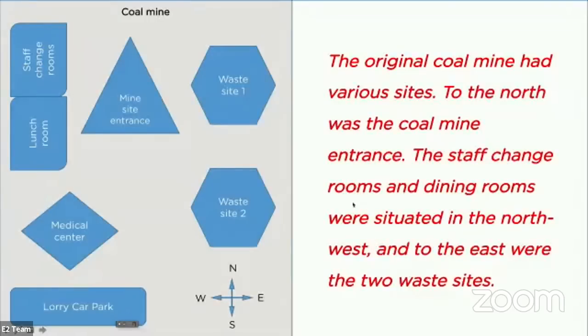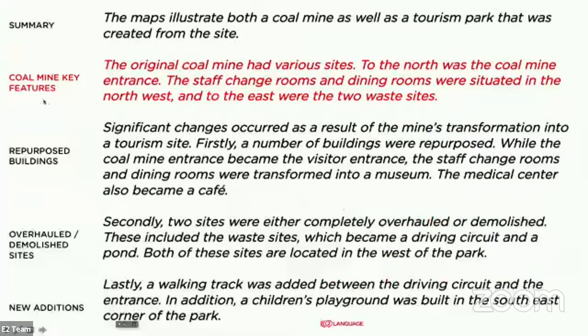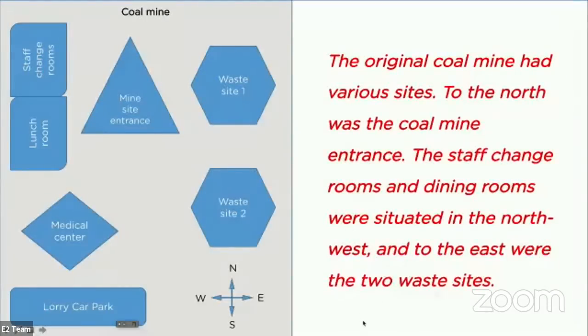This is the coal mine key features. If you look on the left at the coal mine, I wrote the original coal mine had various sites. To the north was the coal mine entrance. The staff change rooms and dining rooms were situated in the northwest, and to the east were the 2 waste sites. I didn't mention the lorry car park. I didn't need to. So that's just a very brief description of the coal mine using the compass.